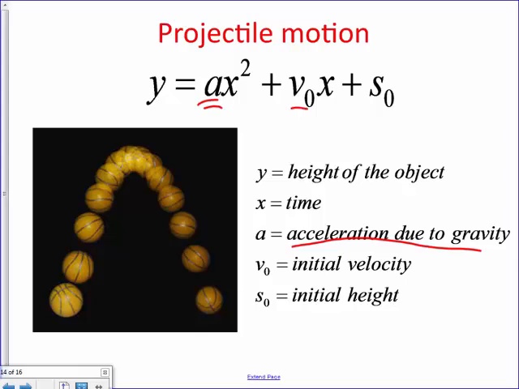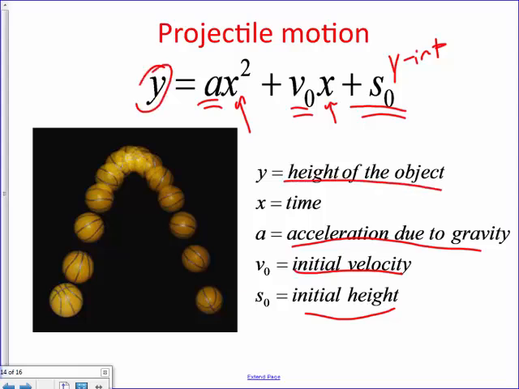And the v sub o here, that's our initial velocity. That's like how fast it's going right when it gets thrown or hit or whatever was going on in our projectile. And lastly, this is our initial height. Because if you think about it, that's our y-intercept. So that's the initial height, which is right down here. The x is time. Okay, the x is time. And y is our final height. That's the final height of the object.